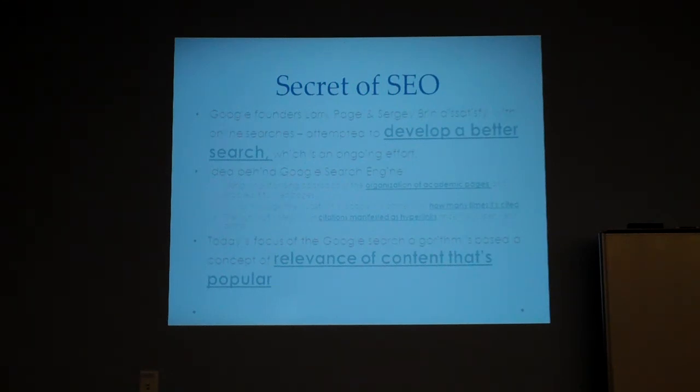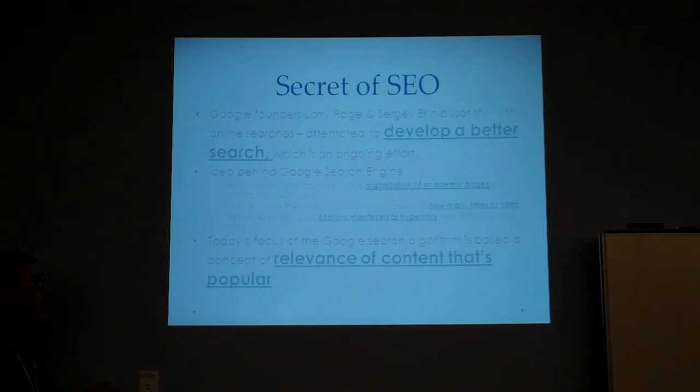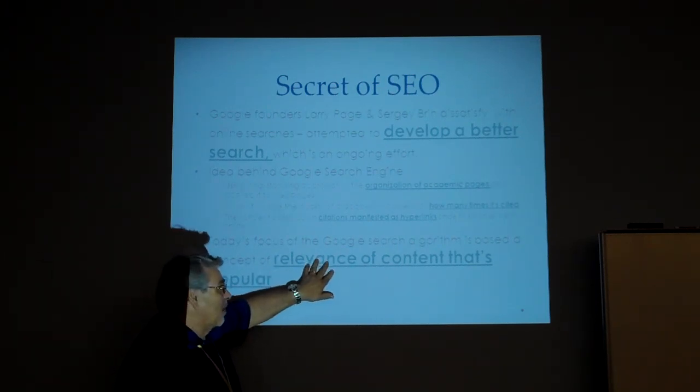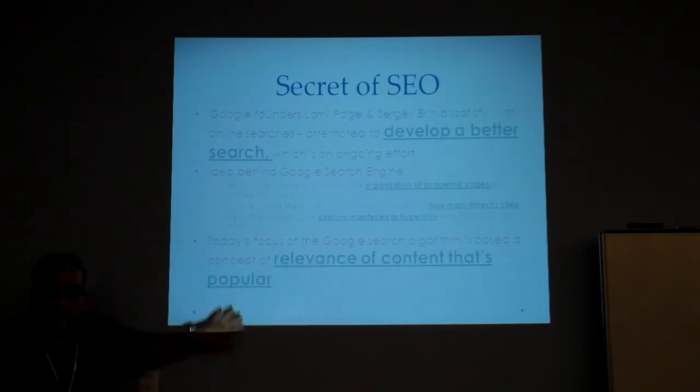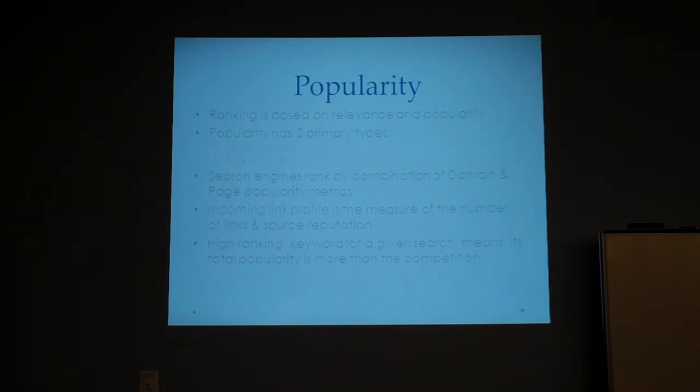So they mimicked that, and they created, with the algorithm, essentially what we have today, which is based on relevancy of the content that is popular. The two things: relevancy and popularity. So when you're writing your content, you're going to focus on those two things, relevant content and popularity. Although, when you write it on the site, you really have no real control of popularity because that's off-site, with links coming in, right?